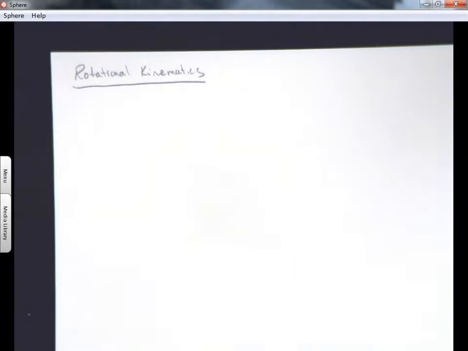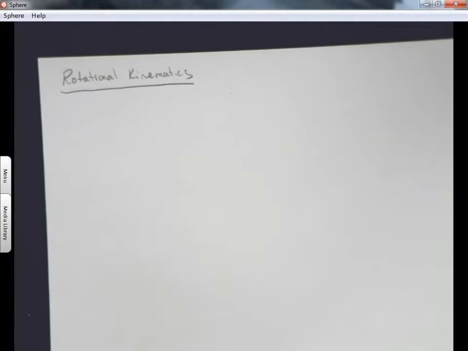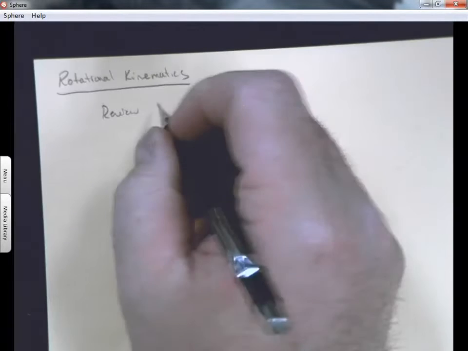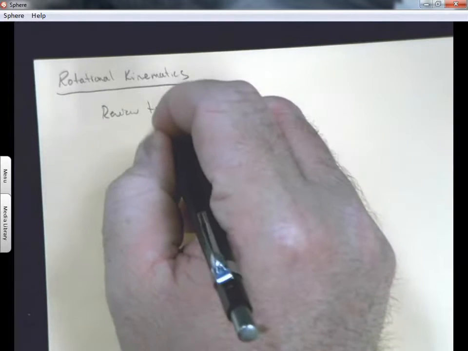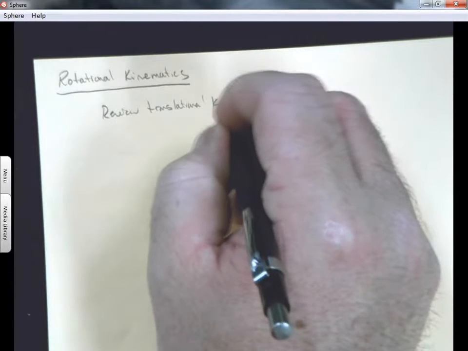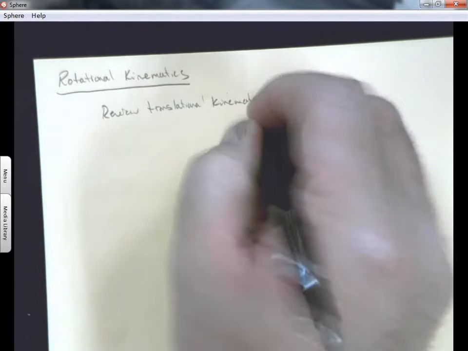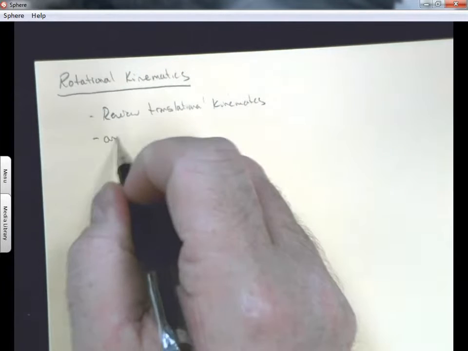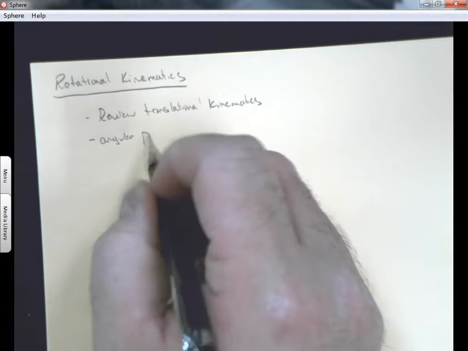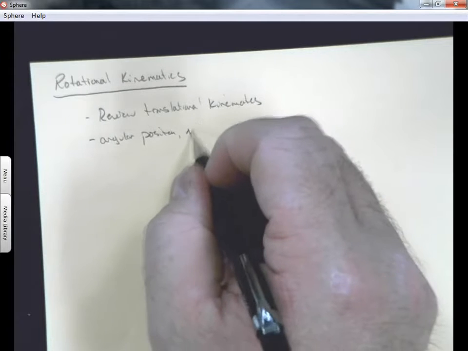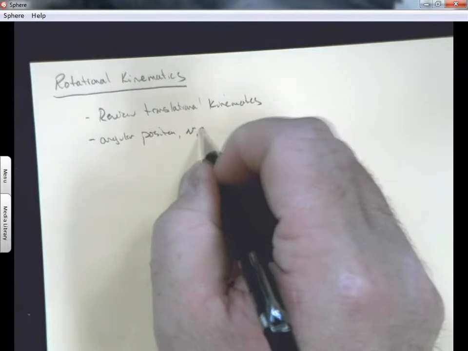Okay, so let's go over rotational kinematics here. First thing we're going to do is review original kinematics, called translational kinematics. Then we're going to talk about angular position, and after angular position, we'll have velocity and acceleration.